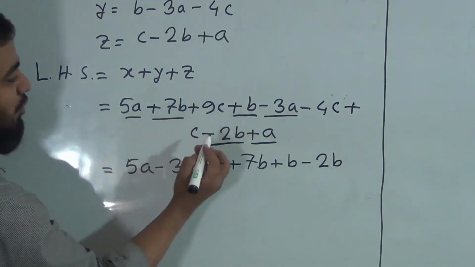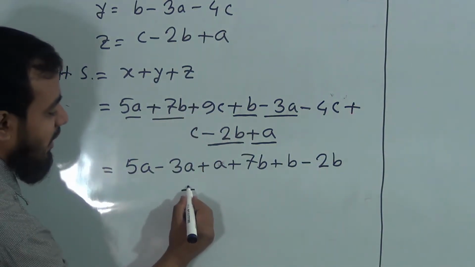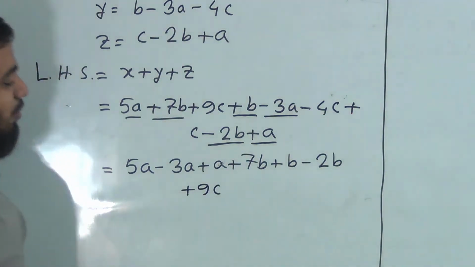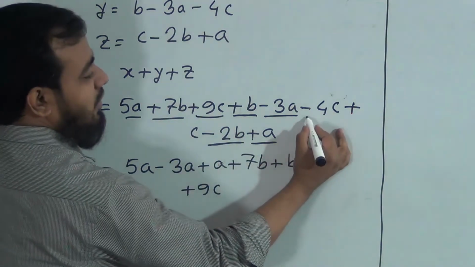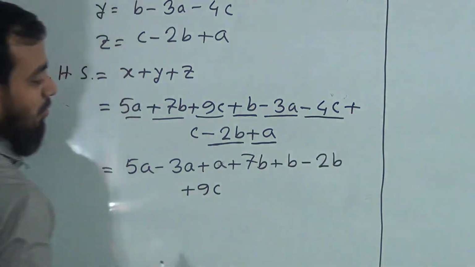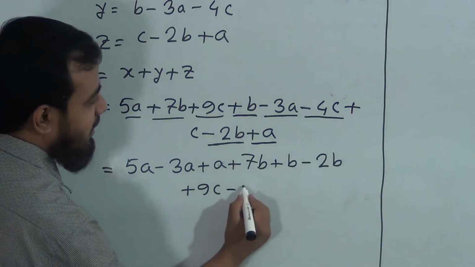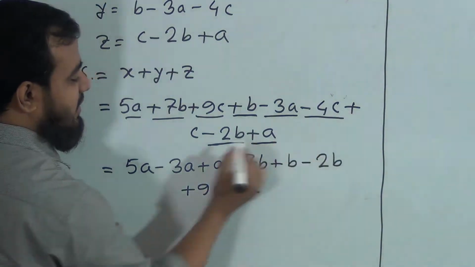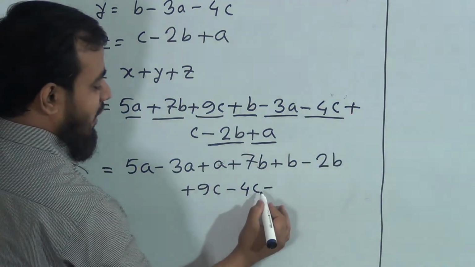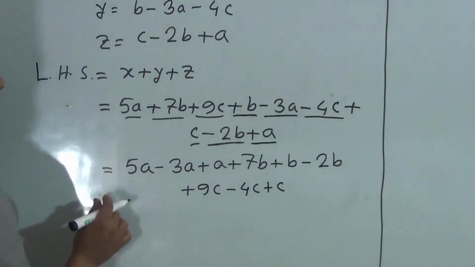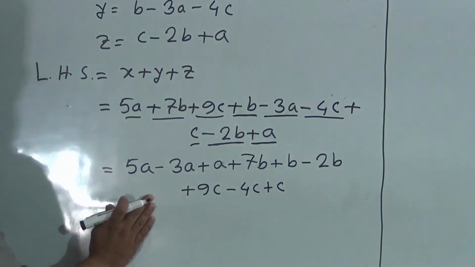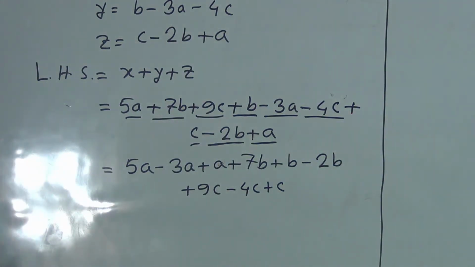Now our next term will be plus 9c. Now we should arrange the similar terms of plus 9c. Look, minus 4c is a similar term of plus 9c, and plus c is also a similar term of plus 9c. So plus c will be written down here. Now all is done, right? All the terms are written in the next line by arranging the similar terms together.